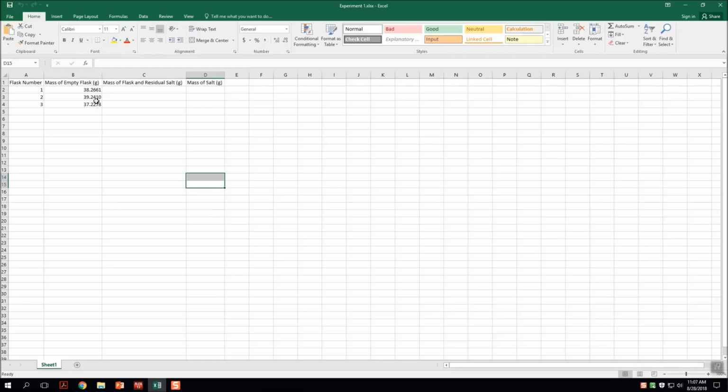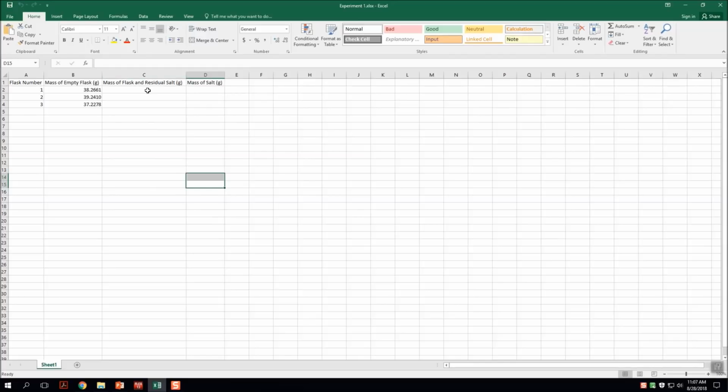I made these up. Yours may not be exactly this. I used the lab manual as a rough guide of how much they'd weigh, or what their mass would be, and then I made these numbers up. So don't be alarmed if yours are not exactly like this. Believe it or not, they can have significantly different masses because different manufacturers use different thicknesses of glass, and the thicker the glass is, of course, the heavier the flask is. Mass of flask and residual salt.